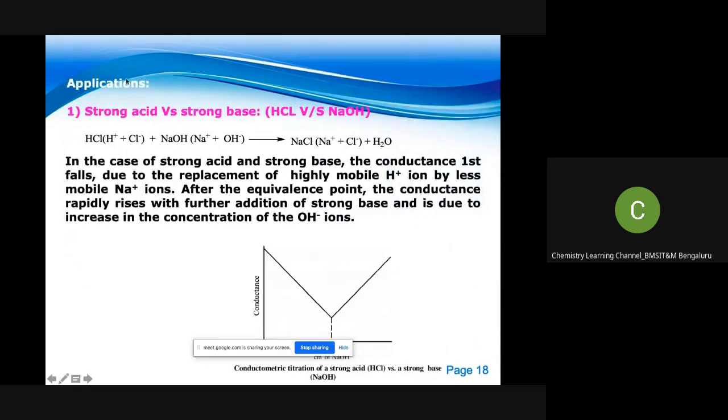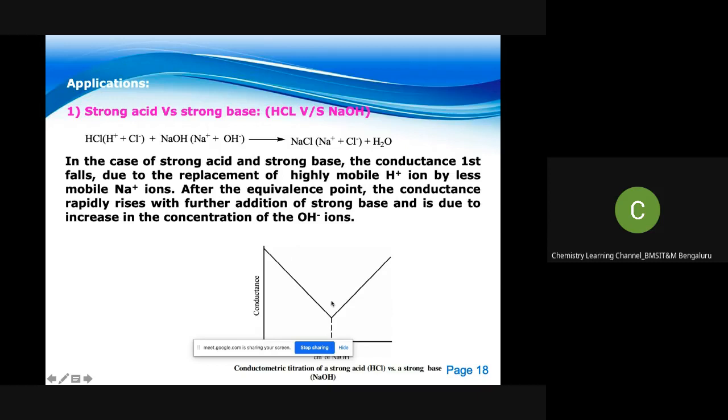And the first case application, we have strong acid versus strong base. So in case of strong acid versus strong base, we have taken HCl versus NaOH, and we see that initially the conductance value decreases and later it will increase. So why does it decrease? As the NaOH is added, OH minus ions combine with the H plus ions and form water. Na plus ions combine with the Cl minus ions and form NaCl. And as the number of H plus ions is decreasing, the conductivity value will also decrease.